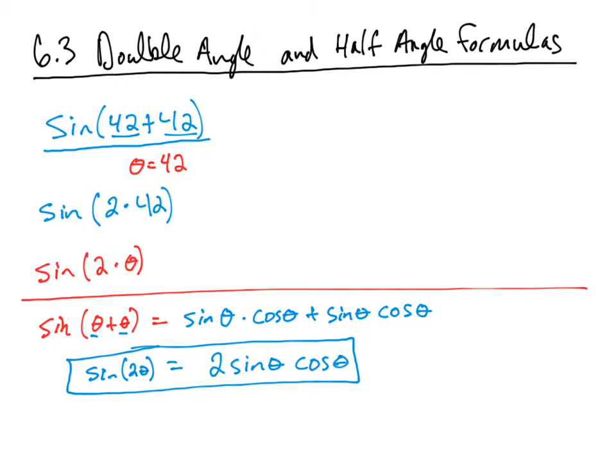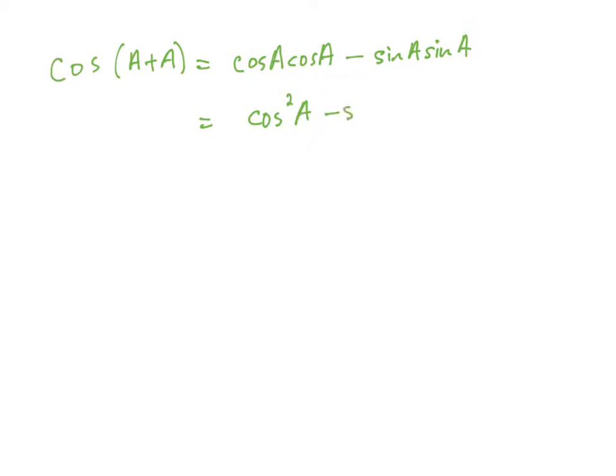We also have double angle formulas for cosine and for tangent, so let's go ahead and derive those. For cosine, I'm going to write this as cosine of a plus a. This is just the sum formula when both angles are the exact same. We take cosine of the first, cosine of the second, we change the operator, and this becomes sine of the first, sine of the second. So we could write this as cosine squared of a minus sine squared of a.